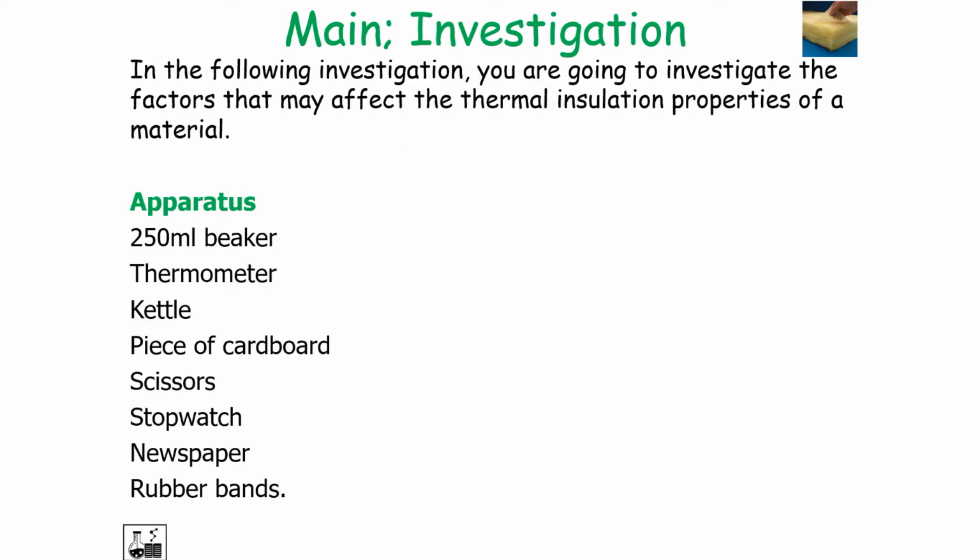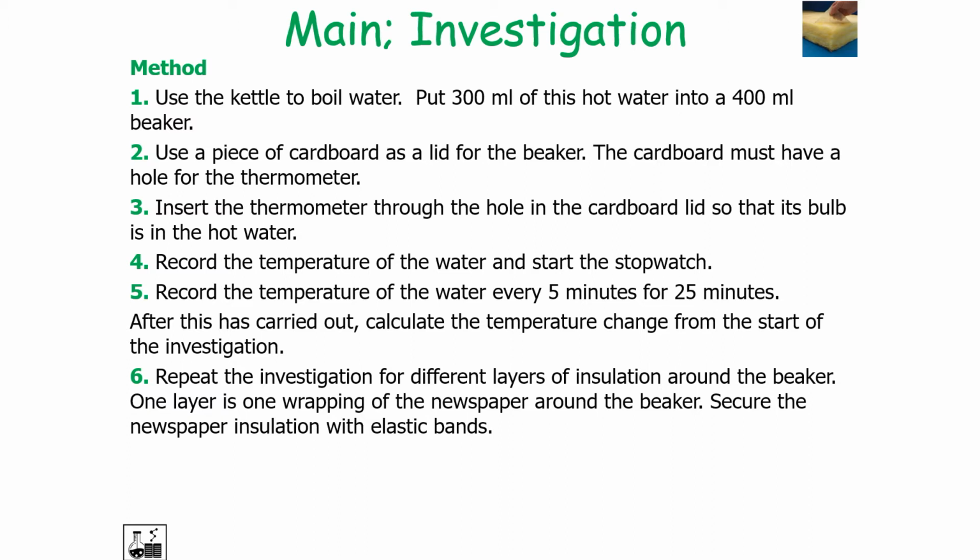In this practical we are going to need a 250ml beaker, a thermometer, a piece of cardboard, scissors, a stopwatch, newspaper and rubber bands. We will use the kettle to boil water and pour 300ml of this hot water into a 400ml beaker. We'll then use a piece of cardboard as a lid for the beaker. The cardboard must have a hole for the thermometer. Insert a thermometer into the hole in the cardboard lid so its bulb is in the hot water.